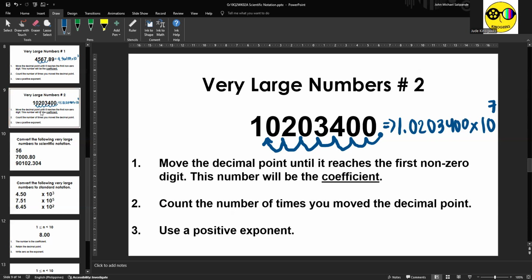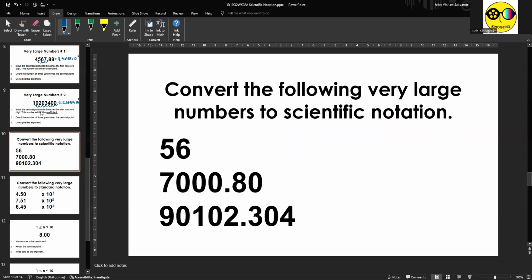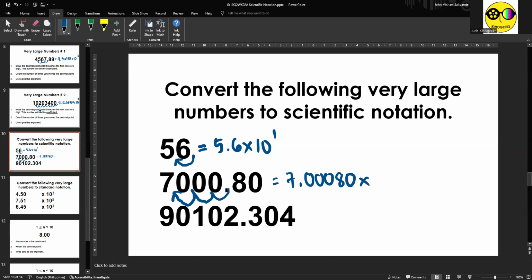Okay. Now it's your turn to answer this on your own. Let's start with the shortest one, 56. So simple lang with 56. You have to move the decimal point one place to the left. This is 5.6 times 10 to the positive 1. Second example, 7,000.80. We have to move the decimal point 3 places to the left. So the scientific notation is 7.00080 times 10 raised to the power of 3.